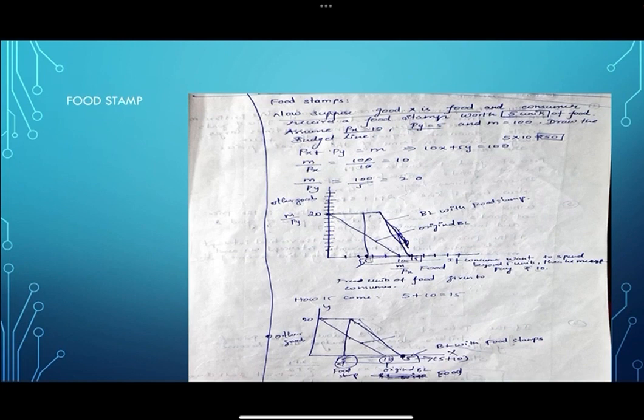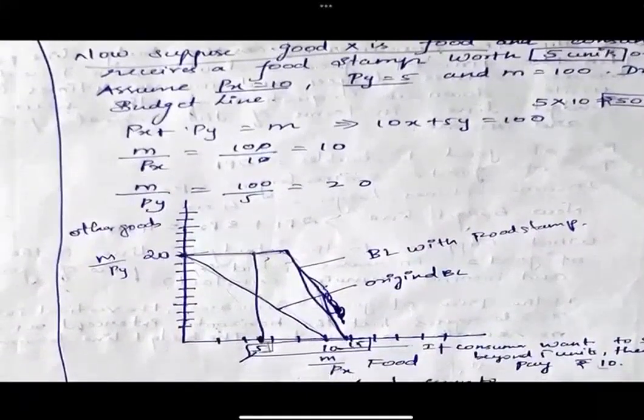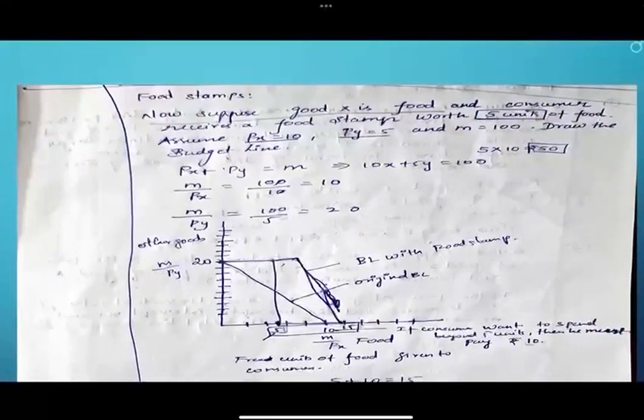So first we have to draw the budget line without the food stamp. Don't consider the food stamp now. First draw the original budget line. How to draw the original budget line? See, the price of good X is 10, the price of good Y is 5. How to find the X units? M by Px. M is 100, Px is 10. So 100 by 10, you will get 10. So plot 10 on the X axis.